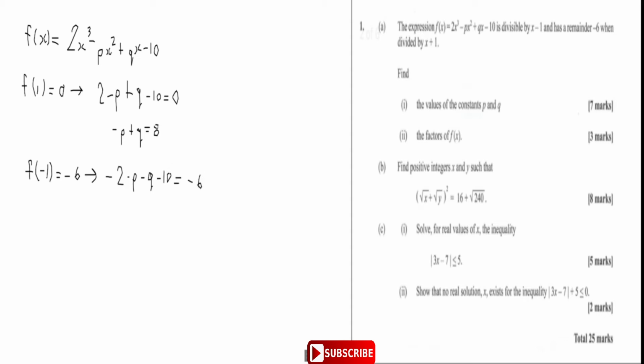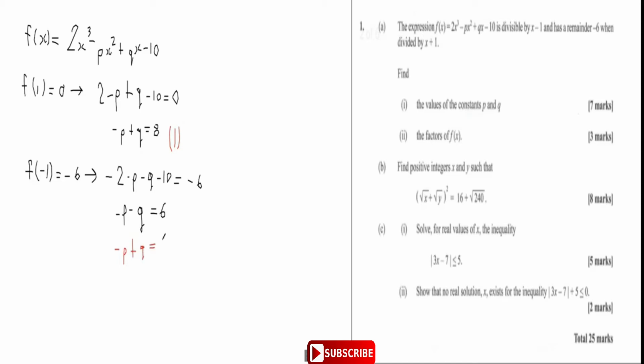Nice. So now what we end up with is two equations. I'm going to rewrite this as minus p minus q is equal to minus 2 minus 10, which is minus 12. When you bring over minus 12, it becomes plus 12. Plus 12 minus 6 is 6. All right, so now I'm going to group the two equations. I'm going to put the first equation below this second equation here. So we have minus p plus q is equal to 8.